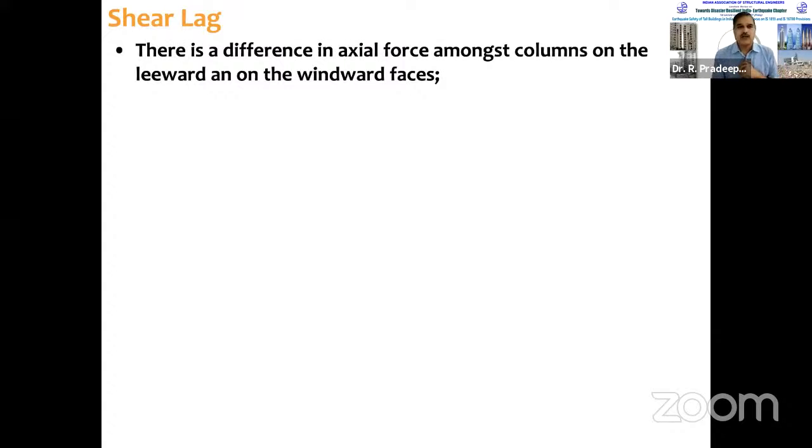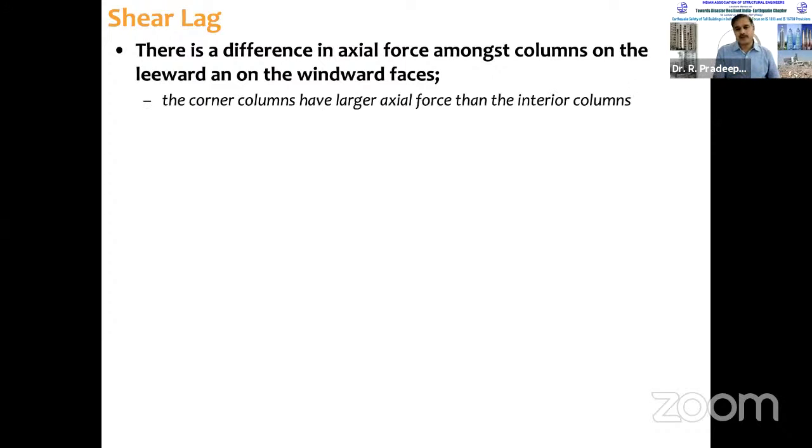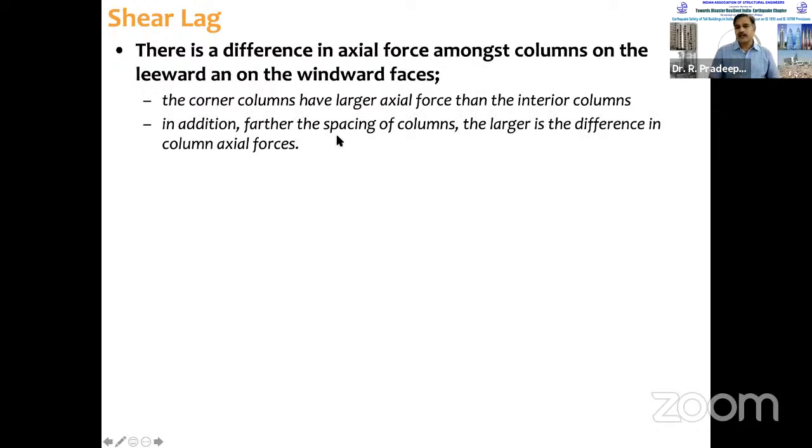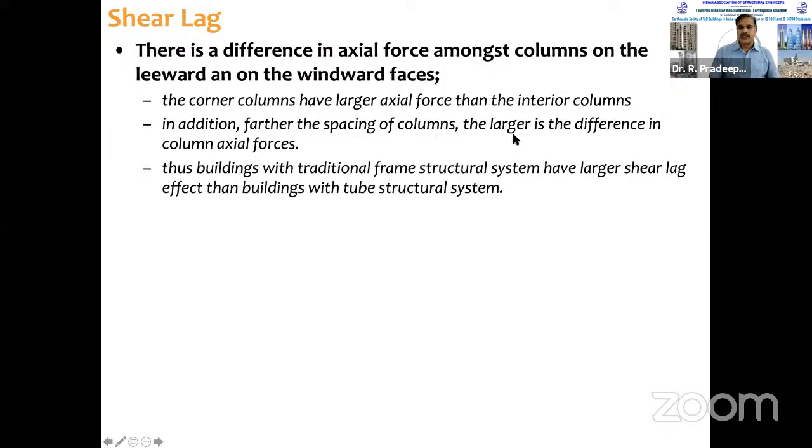in structures. So in a tall building, usually wind is predominant. When lateral load is applied either by wind or by earthquake, what happens is that axial forces develop in the columns in the leeward direction and windward direction. Corner columns will have larger axial forces than interior columns. In addition, if the column spacing is large, the difference in column axial forces is large. So there will not be any uniform distribution.